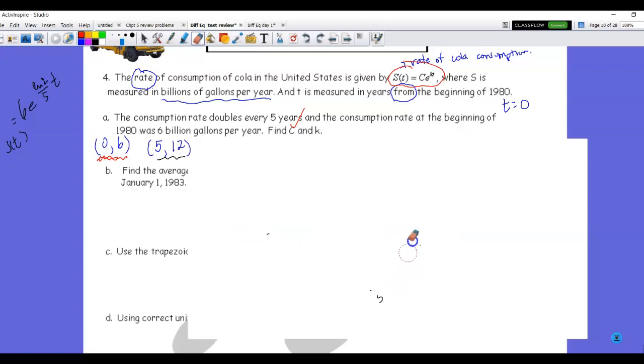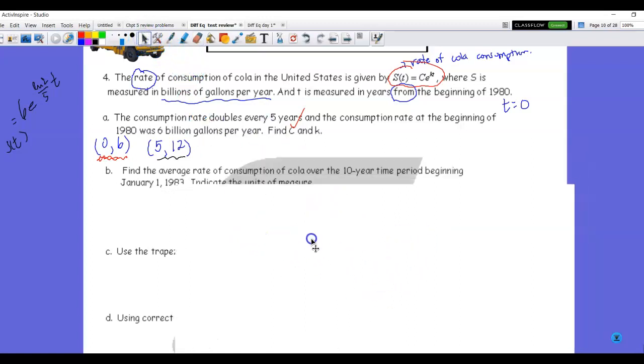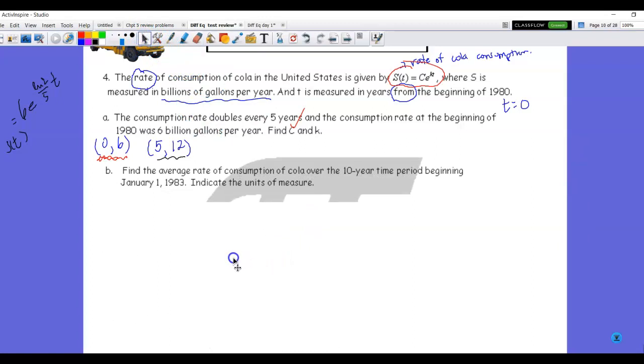All right, in part B, we are finding the average rate of consumption of cola for the 10-year period beginning January 1st, 1983, and we need to indicate units of measure. I think we're probably going to need our calculator to evaluate this. Now remember, it doesn't say average rate of change, it says average rate.